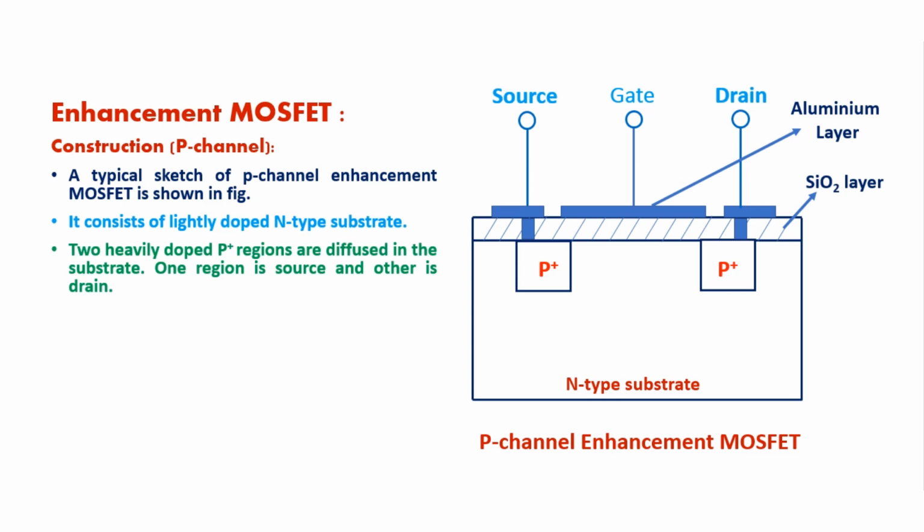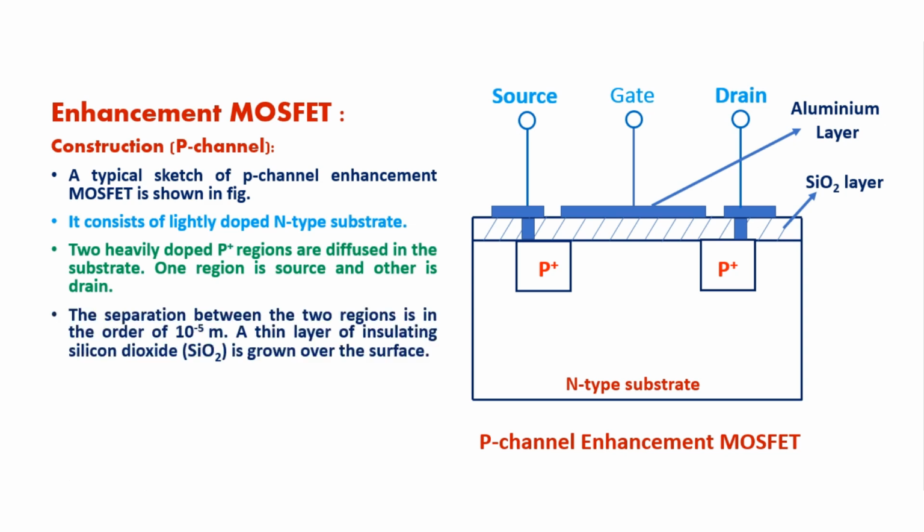These regions are separated by a distance of the order of 10 raised to power minus 5 meter. A thin layer of insulating silicon dioxide is grown over the surface. So two heavily doped P regions are diffused in the substrate. One region is called a source and the other is called a drain. The separation between these two regions is of the order of 10 raised to power minus 5 meter. A thin layer of insulating silicon dioxide is grown over the surface.